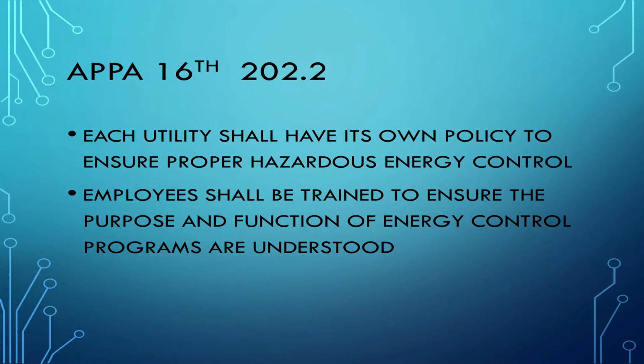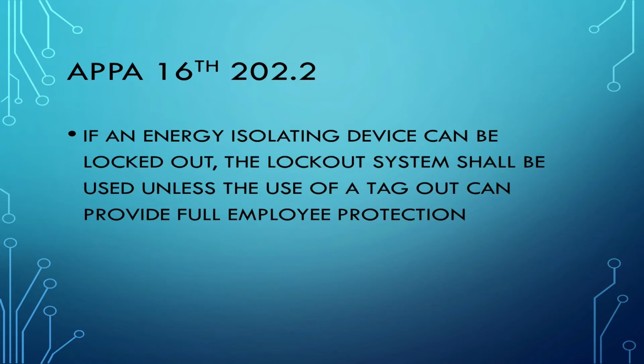All these things, we all have to be in unison. We all have to do it the same. If everybody does everything the same way, it leaves less room for misinterpretation. So it must be pretty important. It must have come up in the past, or the APPA manual or OSHA would not have it in there. If an energy isolating device can be locked out, the lockout system shall be used, unless the use of a tagout can provide full employee protection.